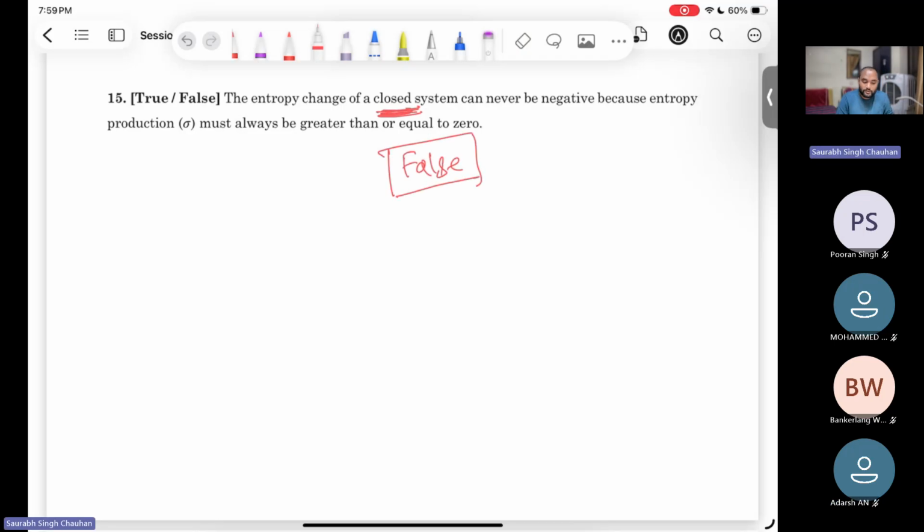So entropy change of a closed system can be negative because there can be a lot of heat losses. But if it was an isolated system, then an isolated system has neither mass transfer nor heat transfer. So in that case, there will be no entropy exchange because of heat. So entropy change will be either 0 or positive. In that case, it would have been true. But for a closed system, it is false.